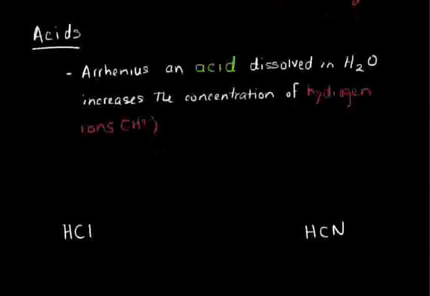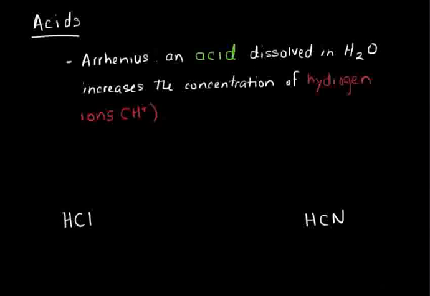And if you're not familiar with acids, maybe you're just trying to figure out how to name them before we actually delve into a study of acids at a deeper level, I'll just give you a brief definition here. The simplest definition of an acid is what's called the Arrhenius definition. There are two other definitions, the Bronsted-Lowry and the Lewis definition, but this is by far the simplest. And according to Arrhenius, an acid dissolved in H2O, dissolved in water, increases the concentration of hydrogen ions.